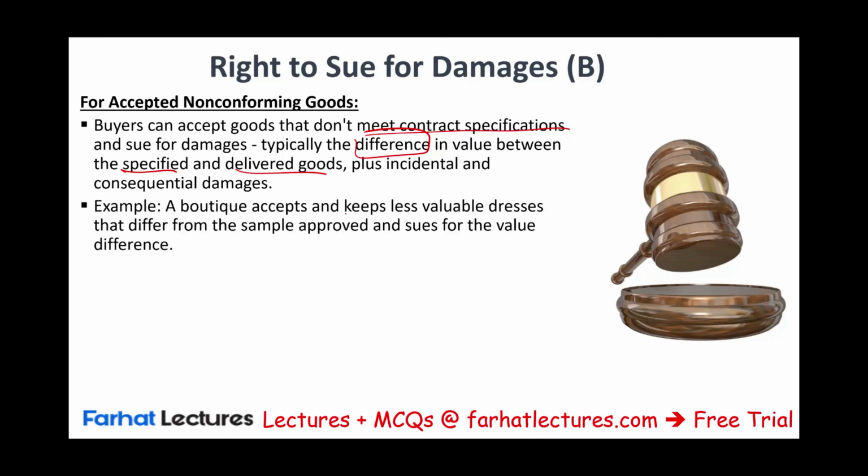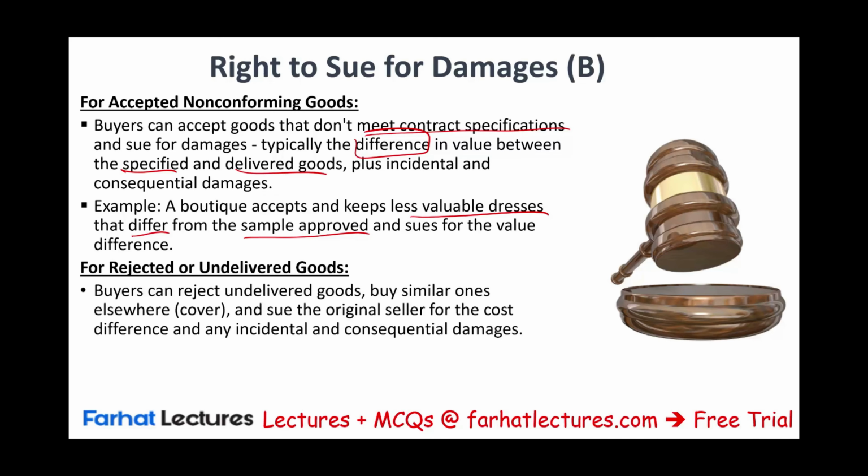For example, a boutique accepts and keeps less valuable dresses that differ from the sample approved and sues for the difference in value. For rejected or undelivered goods, so you received the goods and rejected them, or the goods were not delivered, what happened here? The buyer can buy similar ones to cover and sue the original seller for the cost difference and any incidental cost.